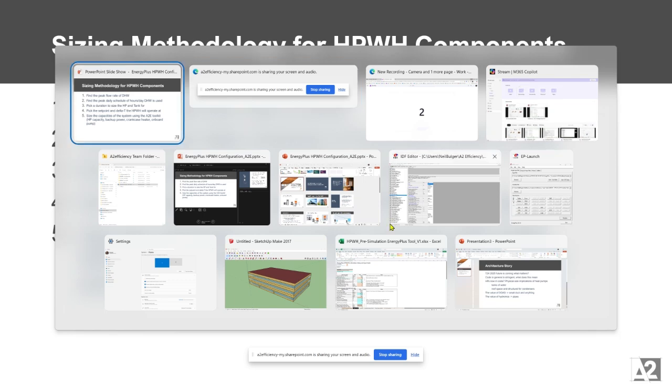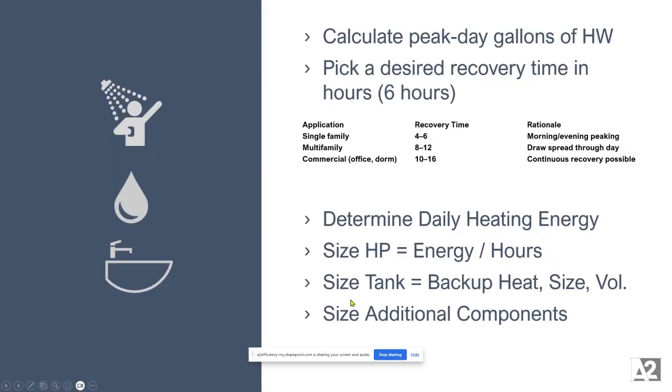All right, here, let's see. So we're going to start by looking at the flow of water from a model. We're then going to pick how long we want to, again, recharge the system. We're going to pick 6 hours. We're going to look at the daily heating we would need for that whole day. We're going to size the heat pump based on how long we want it to run. And then we're going to size these other devices.